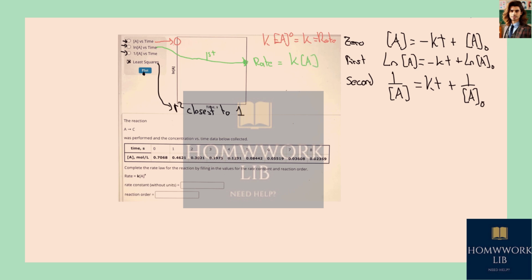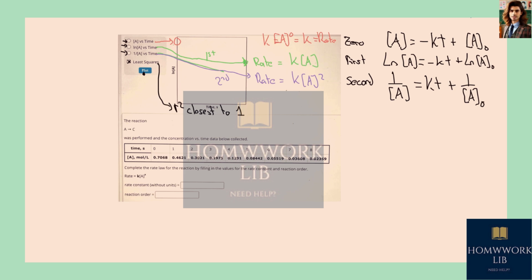And if we have the last one being the correct, then we have a second order reaction. The rate law is going to be equal to k times A squared. And with this, we can know the order of the reaction. Now, the rate constant is going to be given by the slope.